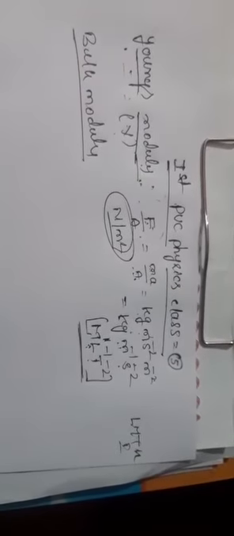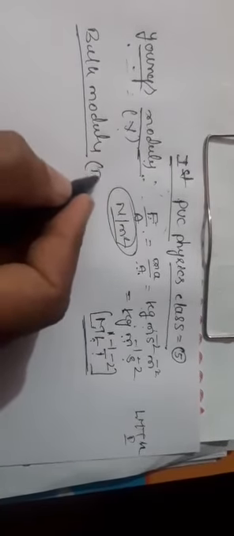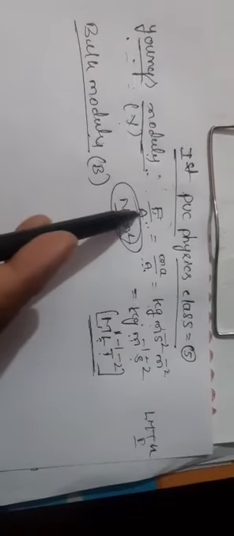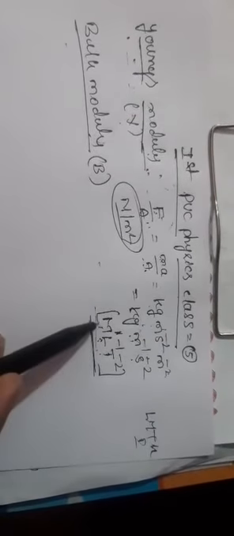Next, bulk modulus. Bulk modulus is similar to Young's modulus. The symbol of the bulk modulus is capital B. It is also the force acting per unit area, the same definition, that is F by A. By using the same method, finally we get the dimension of bulk modulus as mass power 1, length power minus 1, time power minus 2, the same as Young's modulus.